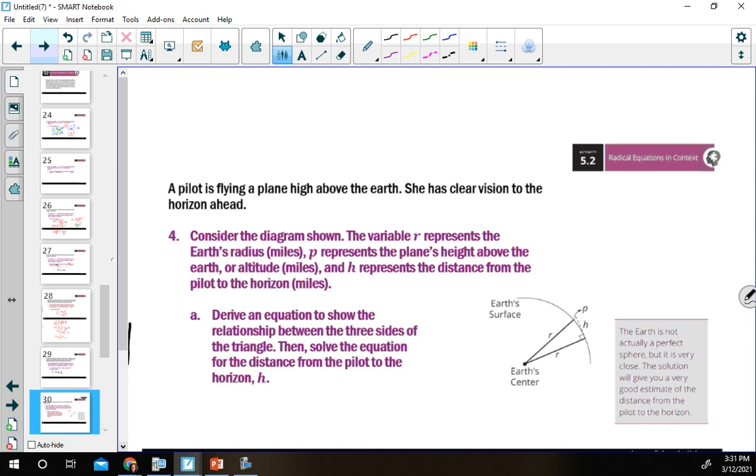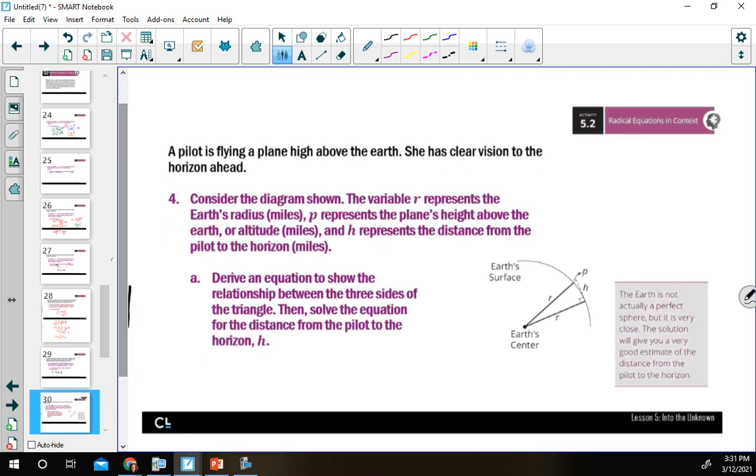Right, our last one here, it says, consider the diagram shown. The variable r represents the Earth's radius, p represents the plane's height above the Earth in altitude, in miles, and h represents the distance from the pilot to the horizon. So derive an equation to show the relationship between the three sides, then solve for h.